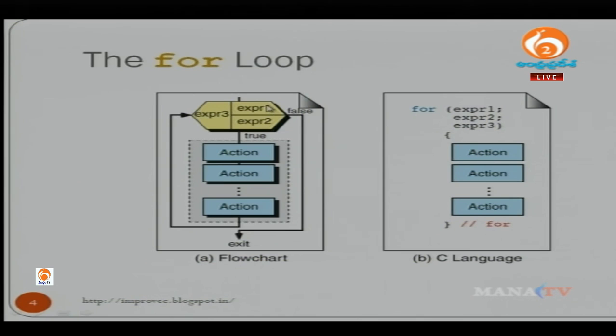Next, expression 3 is executed. Then the condition is checked. If the condition becomes false, control comes out of the for loop. Okay. This is a flow chart and this is an example syntax.